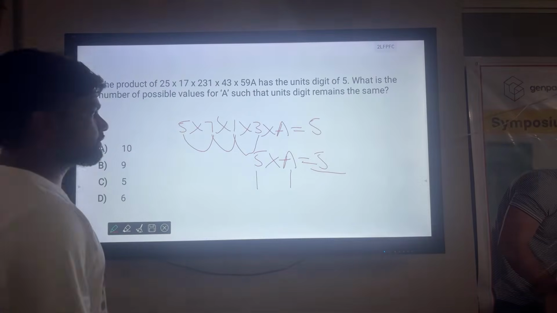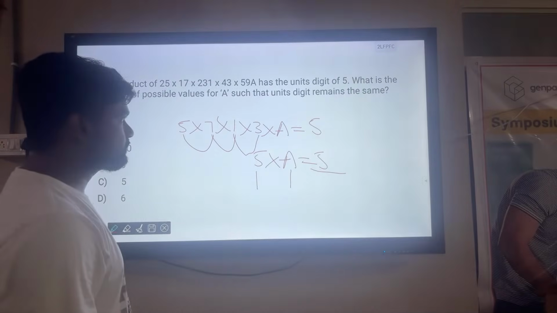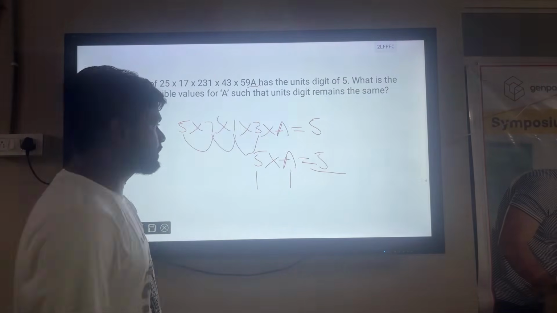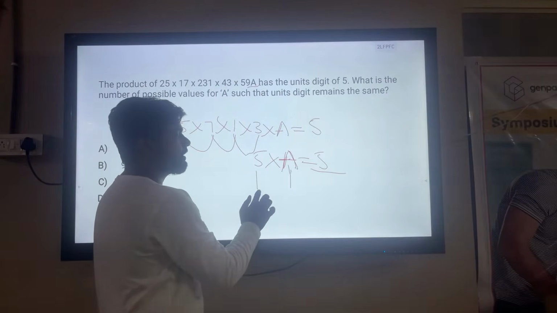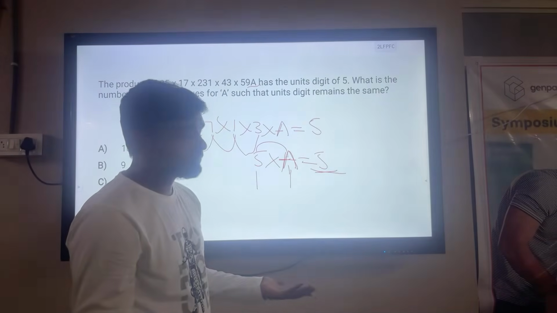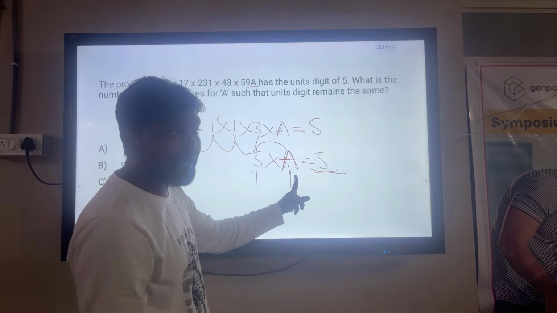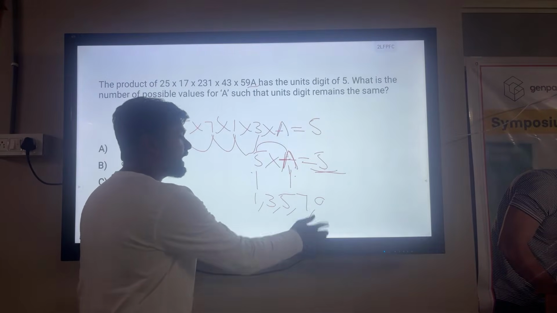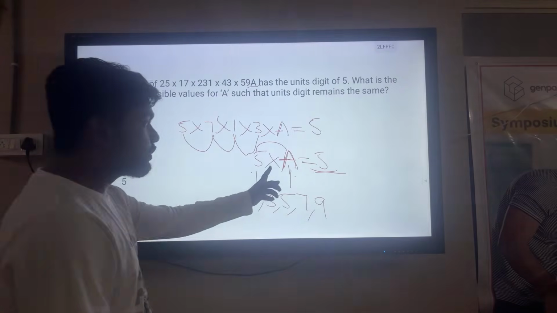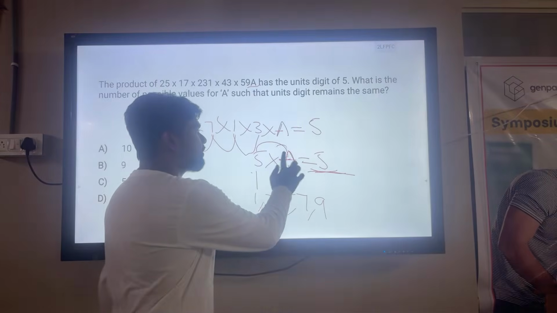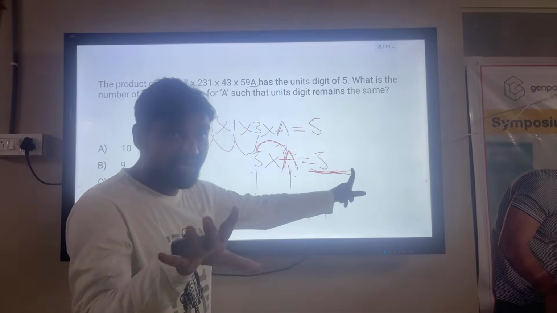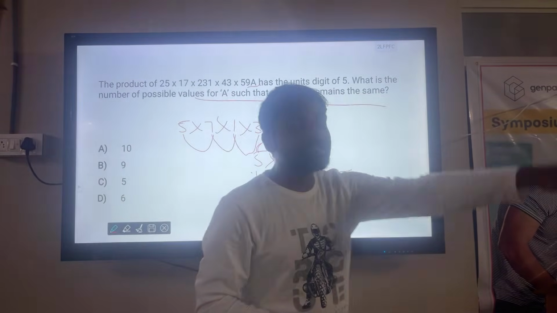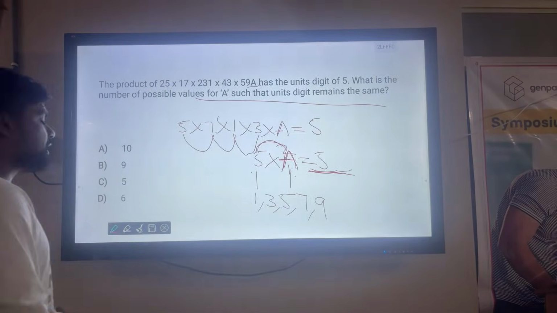Okay. What is the value you can put for A? Only the last digit you have to take. If you put A value 1, 5 into 1, the last digit is 5 only, nothing is changed. If you put 3, 5 times 3 is 15, the last digit is 5 only, again nothing is changed. You can put 1, 3, 5, 7, 9. So the unit digit will not be changed. If you put 2, 5 times 2 is 10, which means last digit 0. But what last digit should we get? 5. So if you put 2, 4, 6, 8, the last digit will be changed. But as per the question, the unit digit must be the same. For that purpose, how many possibilities are there? 5 possibilities are there. Which option is correct?